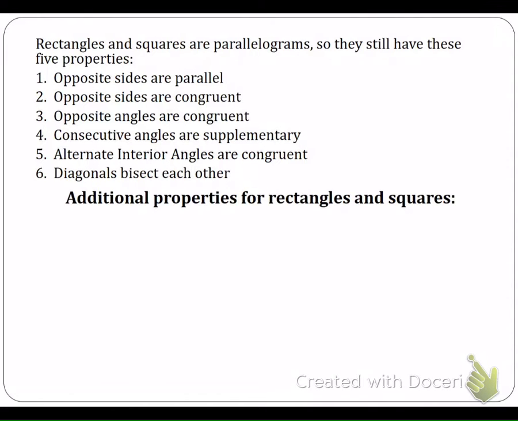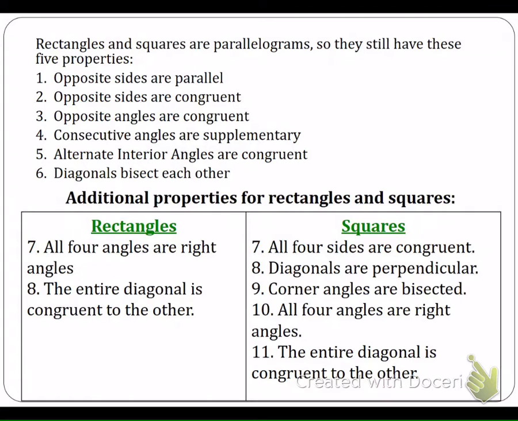Here are the new properties that are unique for rectangles and squares. I'll give you some time to get this information down. Like we talked about, in a rectangle, all 4 angles are right angles. And then number 8 is really important for a rectangle. The diagonals are congruent to each other. So they still bisect each other and they're congruent to one another.